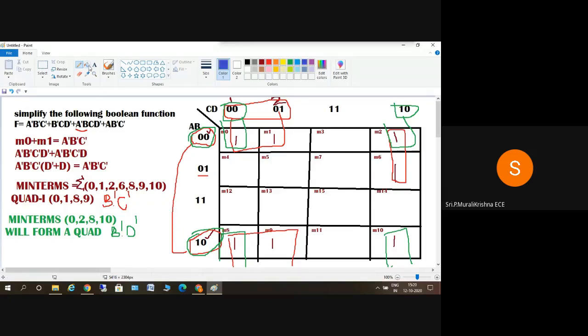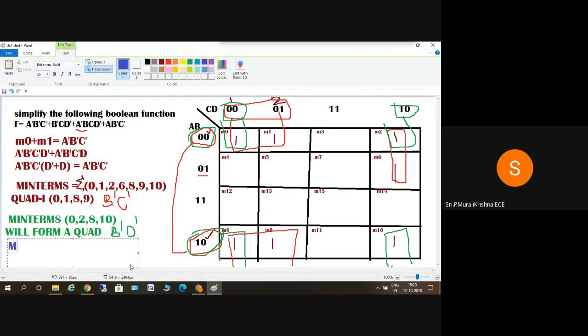Okay. And coming to the next one, we'll be having a pair here. So what is that pair? So min terms M2 and M6. So 2 and 6. Because all the min terms are covered right now. Okay. So there is no need of further grouping. So min terms 2 and 6 will form a pair. Okay. So what is the value here?